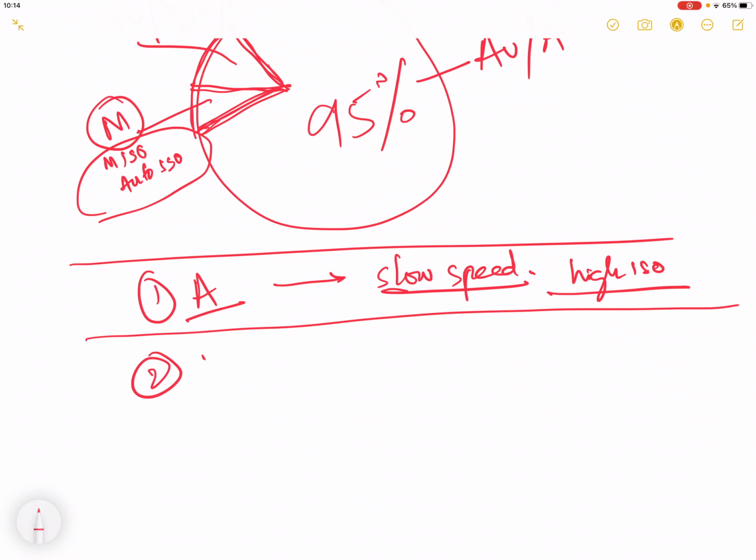Number two, let's say you're on manual mode and you don't even meter the camera properly. You have a problem of getting darker images, and you basically need to brighten it later on.